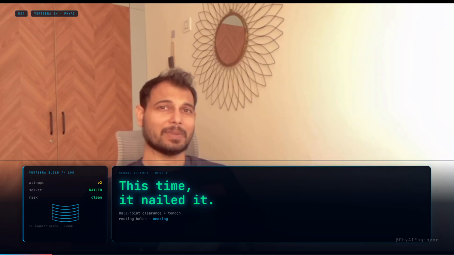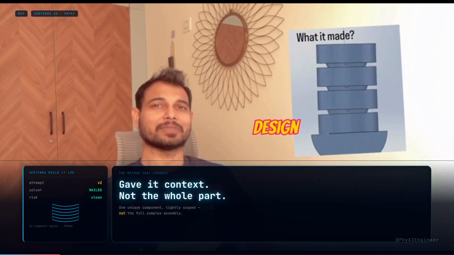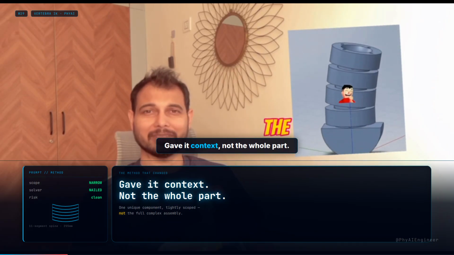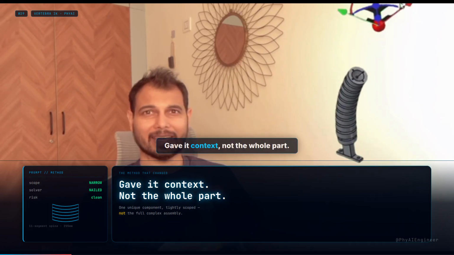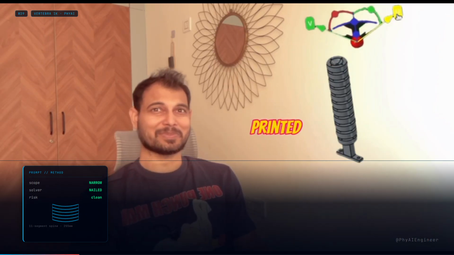Instead of giving it the complex assembly, I started by giving it the context and only asked it to design a particular unit model part. It clearly understood the ball joint clearance and tendon routing hole, and those were amazing. This is the design, and it's being printed as I talk.